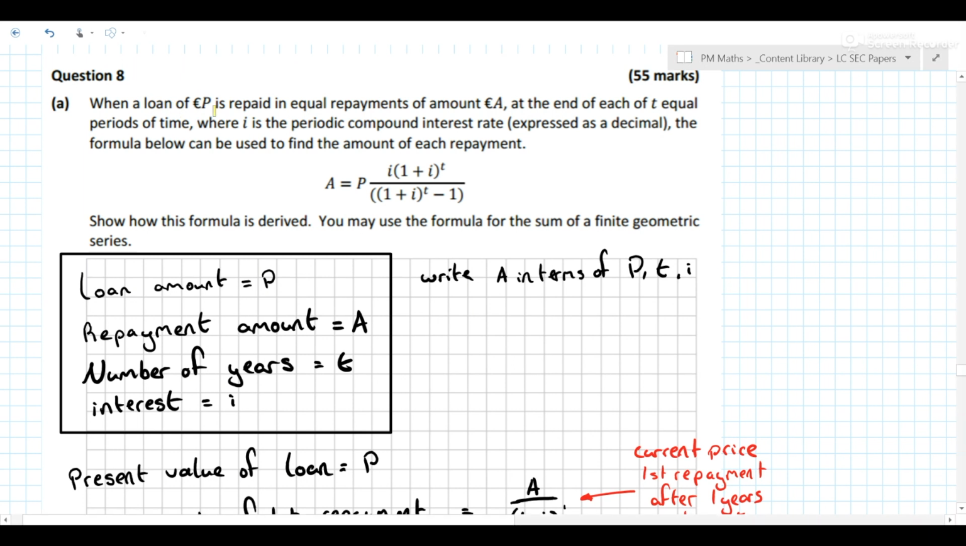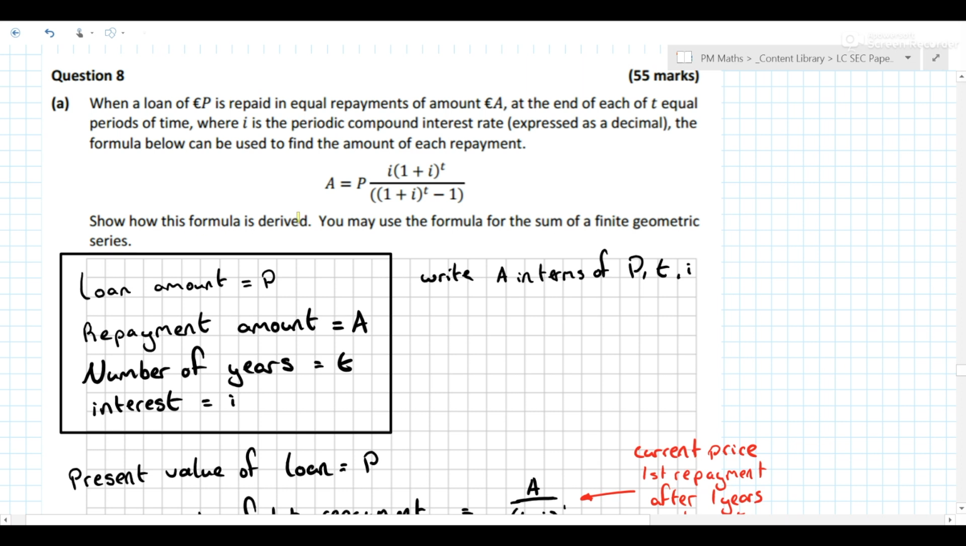So when a loan of P is repaid in equal repayments, so equal repayments, you should be thinking alarm bells straight away. That's probably amortization of an amount A, so each repayment amount is A, at the end of each of T equal periods of time, where I is the periodic compound interest rate expressed as a decimal. The formula below can be used to find the amount of each repayment. So the amortization formula, show how this formula is derived.